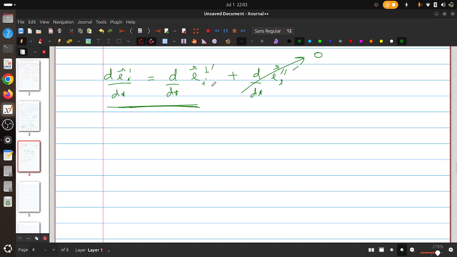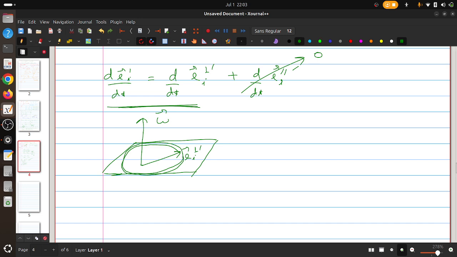Let me make a diagram for better understanding. So let's say my omega is this. What is the perpendicular component? The perpendicular component lies in this plane which I am making here. So let's say that this is my e_i perpendicular prime. But this e_i perpendicular prime is not sitting quietly, it is rotating in this plane. So it is rotating in a circle. It keeps on rotating in a circle.